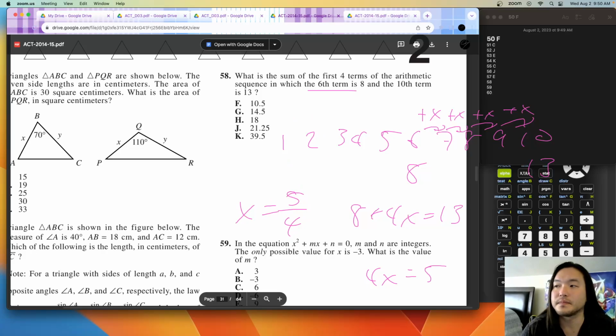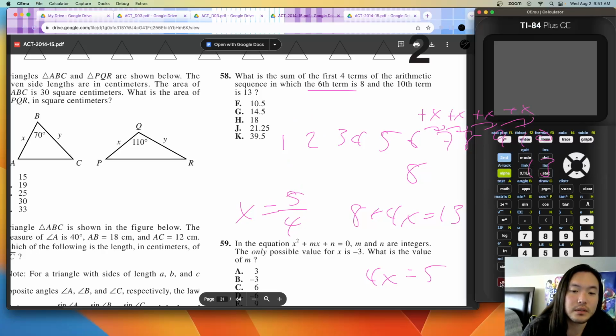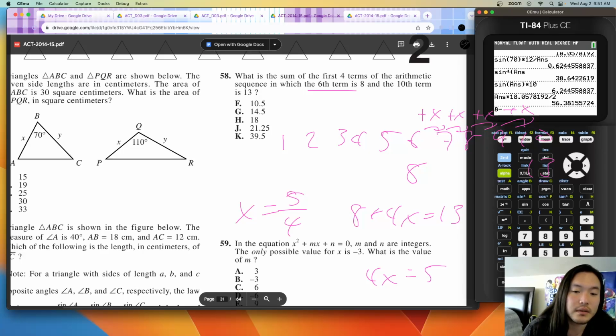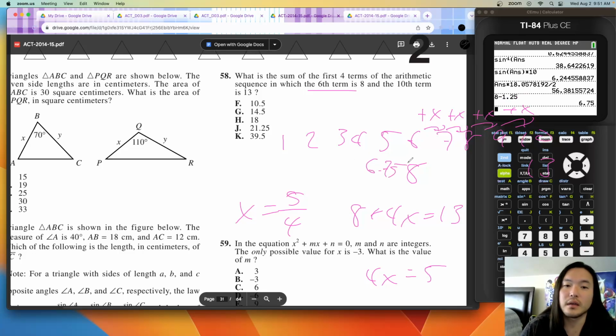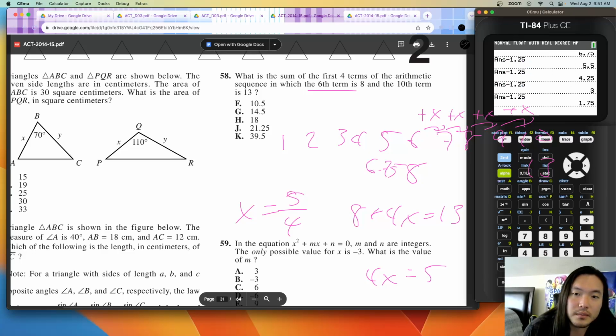Okay, so here, we just need to do 8 minus 1.25. This number is 6.75, and then let's just calculate all of them, right? This problem is a huge hassle as well, but it's okay, we can handle it. This number is going to be 5.5, this number is 4.25, this number is 3, this number is 1.75. And let's go ahead and add these numbers up. And that's what they're asking for, right? They want us to add up the first 4 numbers.